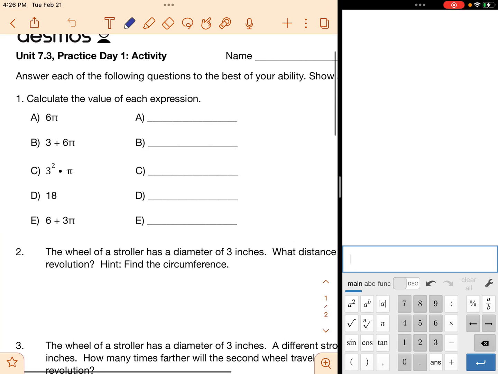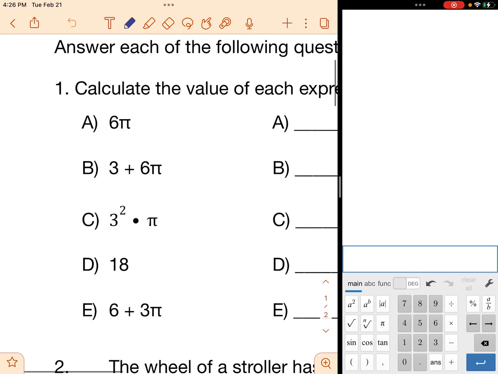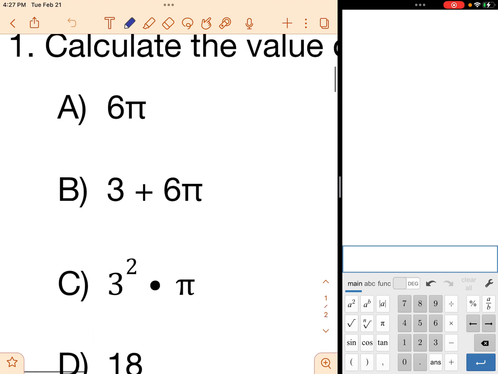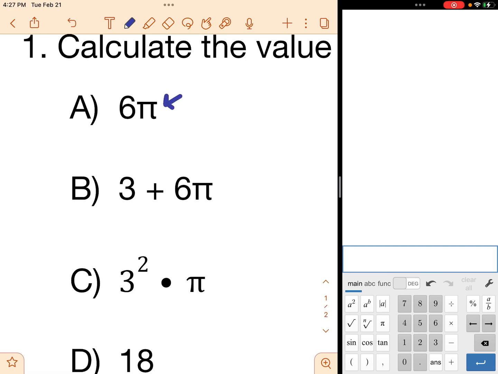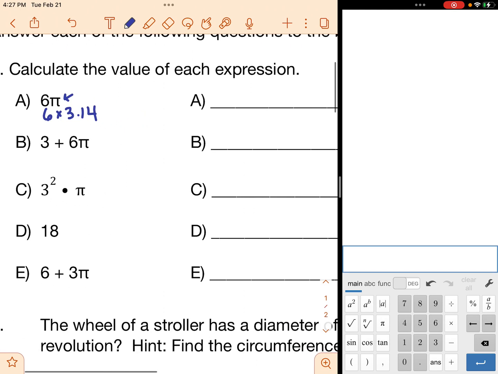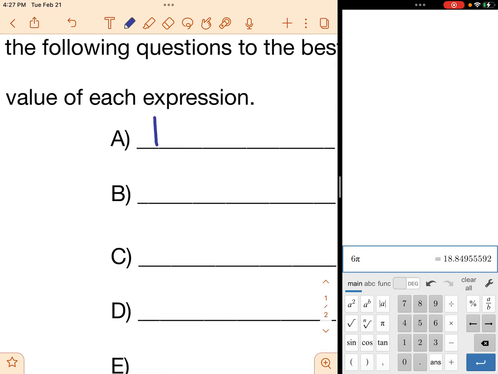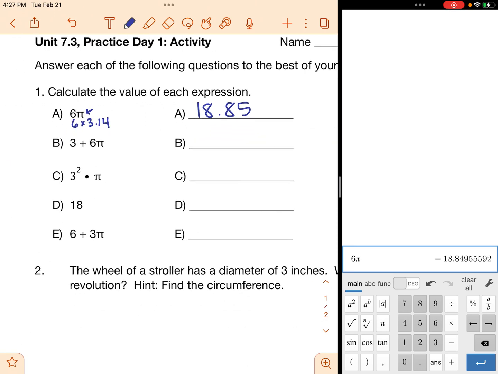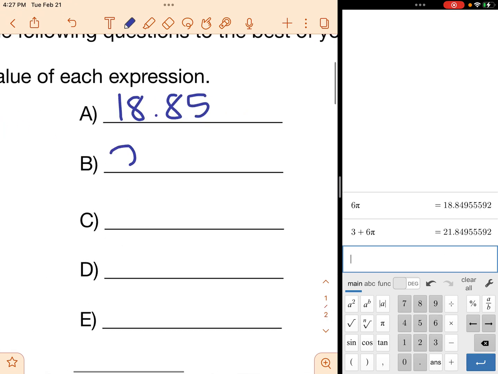It says calculate the value of each expression. So 6 pi. We could do one of two things. We could type this in on our calculator, or we could just say, well, pi is 3.14, so we could type 6 times 3.14. Whatever way makes most sense in your brain, let's do that. So I'm just going to type 6 pi, and as you see, I get 18.849. We'll just call this 18.85. Moving on to the second one, we get 3 plus 6 pi, so let's type that in. I get 21.85.